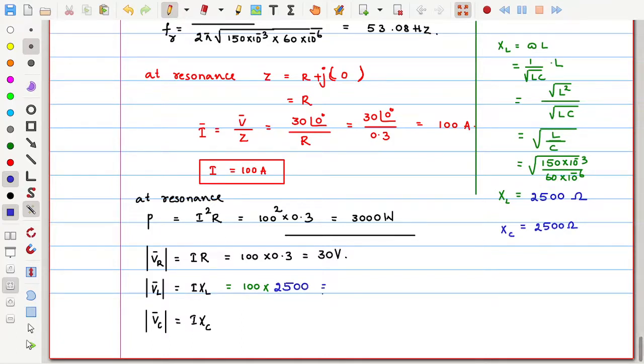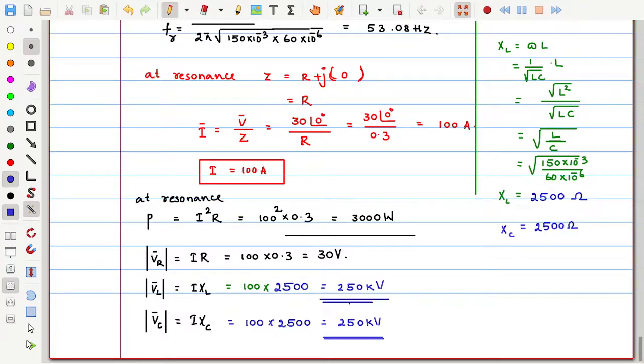So how much is this? 250 kV, kilovolt, right? 250 kilovolt, 250 into 10 power 3. In the same way, the current is the same and the reactance is also the same, as the inductive reactance. How much is this? This is also 250 kV. Okay, both are the same.